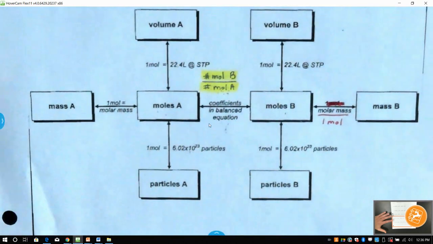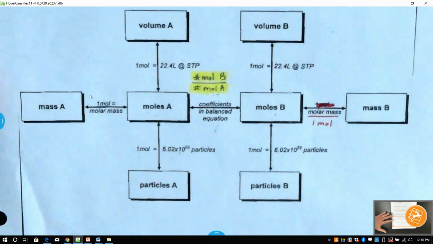So if we're trying to go from anything over here, a mass, a volume, the amount of particles or moles, to any one of these four over here, this center conversion you need to take the amount of moles, based off of the balanced chemical equation, of the substance that you want, which we would call B, divided by the number of moles of substance A. Now, this that I have highlighted comes from the balanced equation.